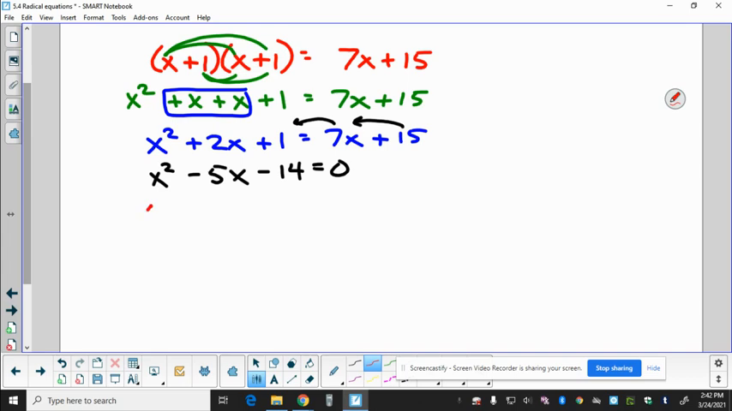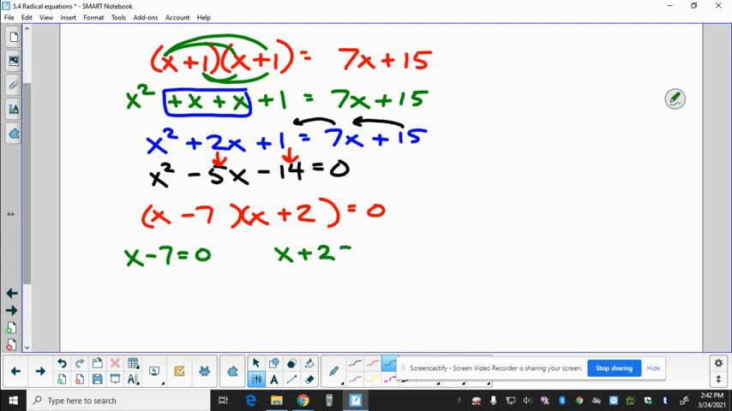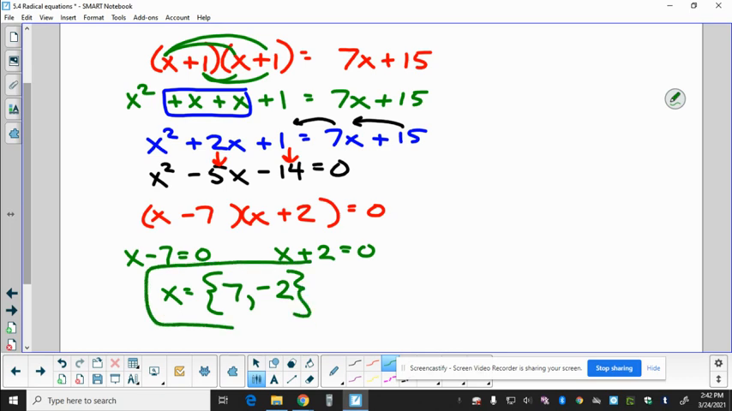Can that be factored? I think so. Two numbers that multiply to give you that, add together to give you that. How about this? Zero product property. Seven and -2, supposedly, but what we need to do is check those.